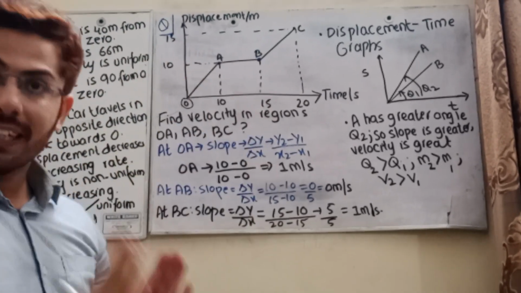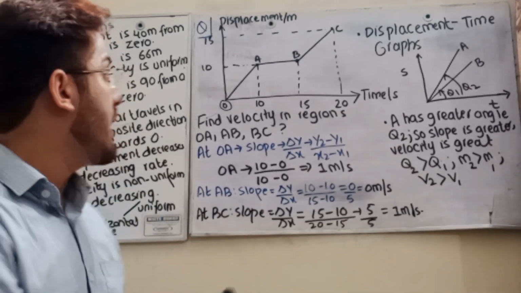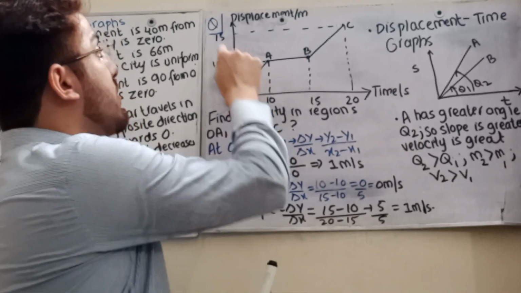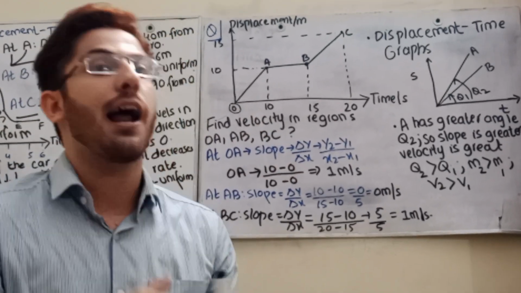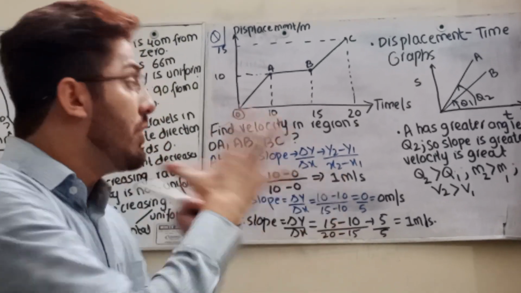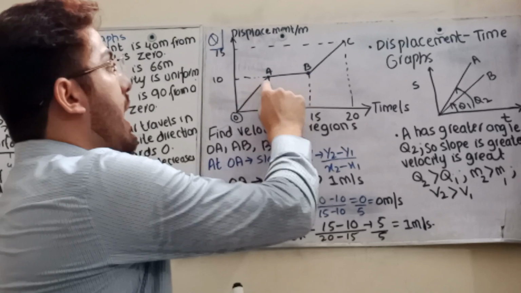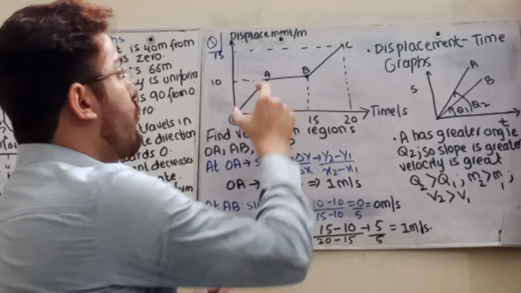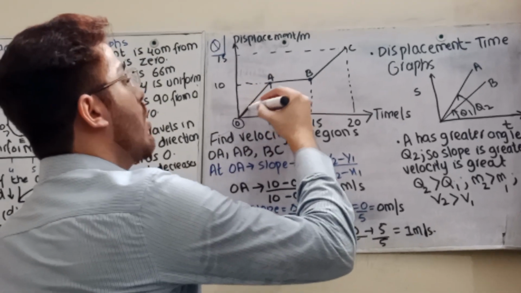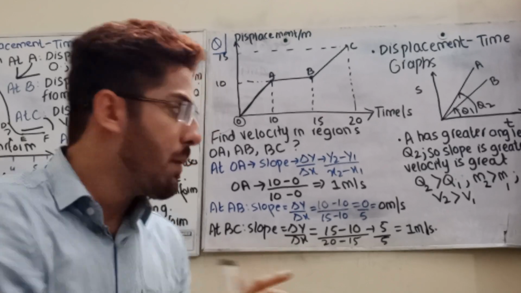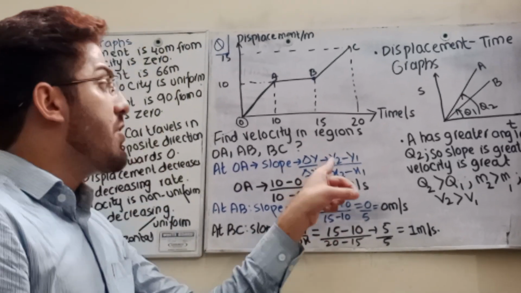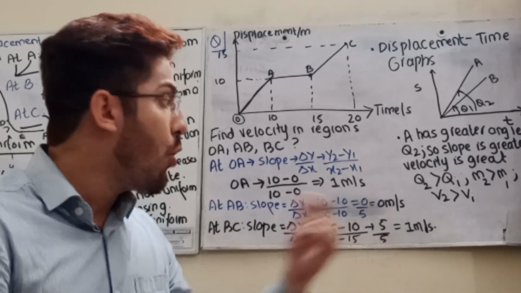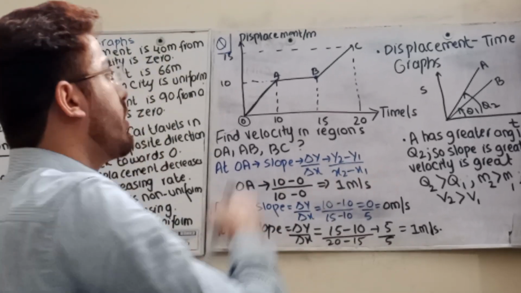Students, for the displacement-time graph, now we are going to calculate values. The examiner gives you this type of graph in the exam: find velocity from the displacement-time graph at OA, AB and BC. Student, always remember how to calculate this type of question. OA means you are going to find the slope. Always remember, slope means change in y upon change in x, y2 minus y1 upon x2 minus x1.